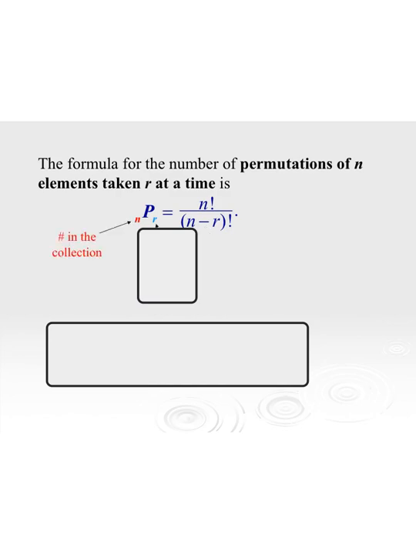Within this formula, n is going to represent the total number of things in your collection, or the total number of things that we're looking at, whereas r is going to be the amount of things that you're taking or the amount of things you're arranging.